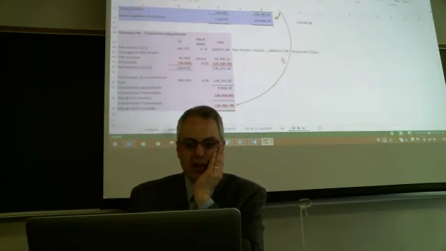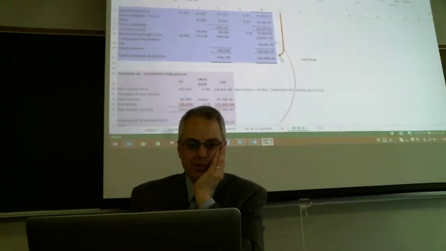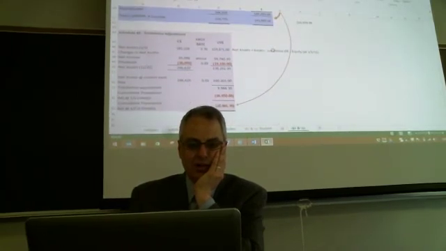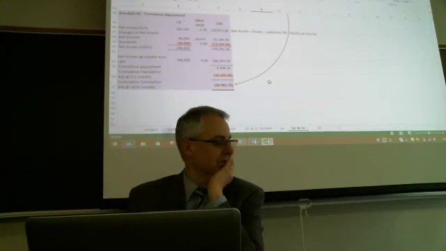Just looking at those arrows, you just want to pay attention to see where those are going from. And there's that cumulative translation adjustment. Notice where that arrow is pulling into.